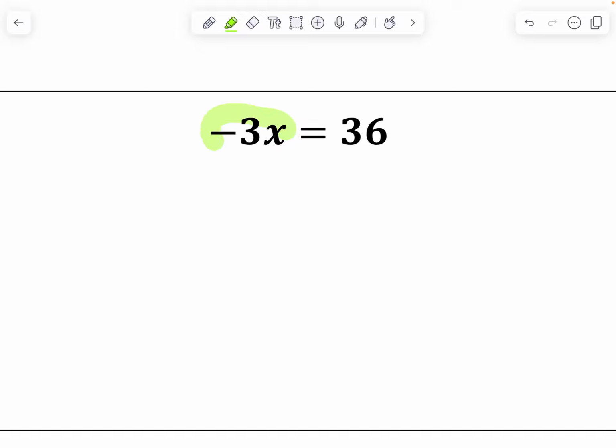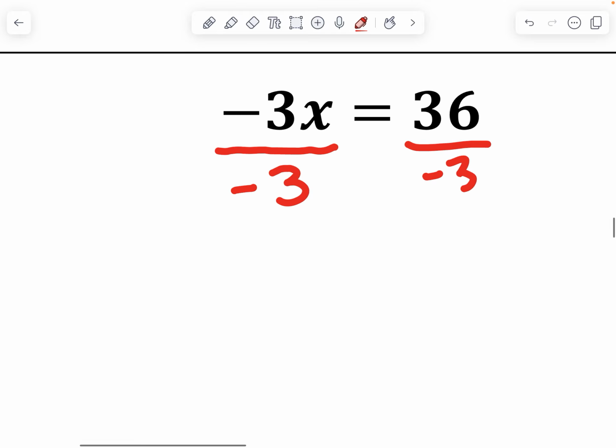If you forgot, whenever you have a number and a letter next to each other, this is always multiplication. And so to undo the multiplication, we would actually have to divide, which is what the fraction bar is here for. We're going to divide by negative 3. Make sure you're dividing by negative 3. Some people make the mistake of dividing by just positive 3.